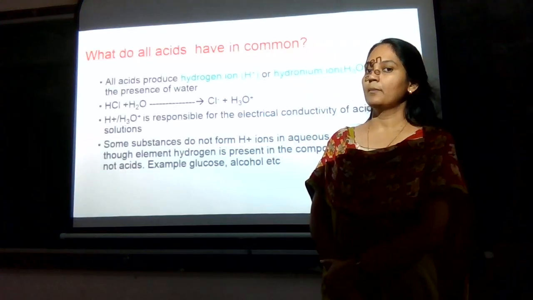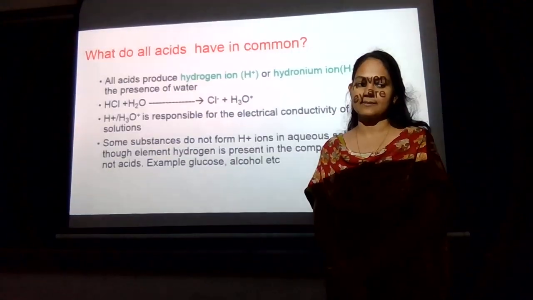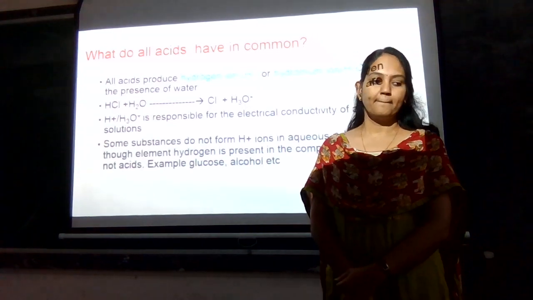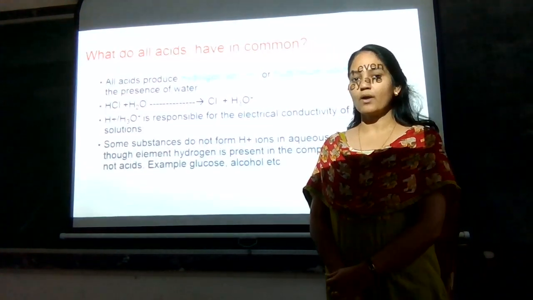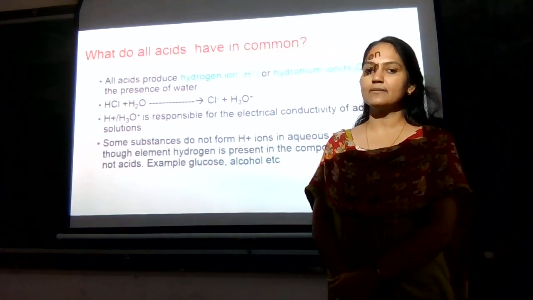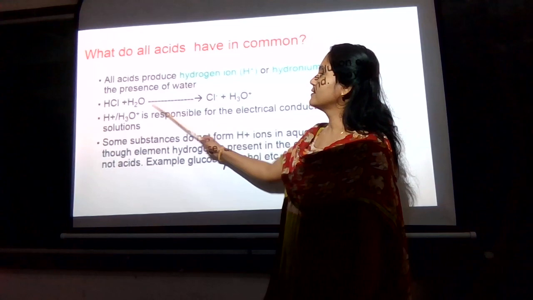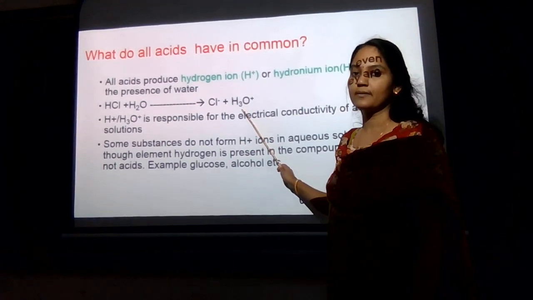We are going to discuss what is common in all acids and bases. What do all acids have in common? All acids produce hydrogen ion or hydronium ion in the presence of water. For example, HCl in water dissociates to form chloride ion and hydronium ion.